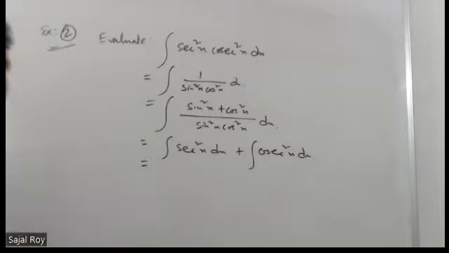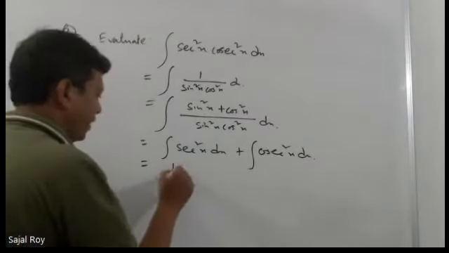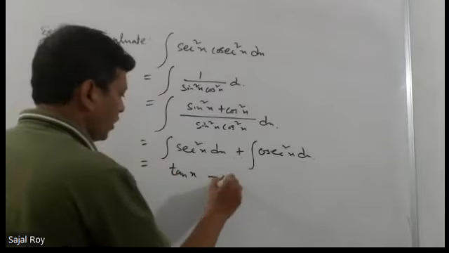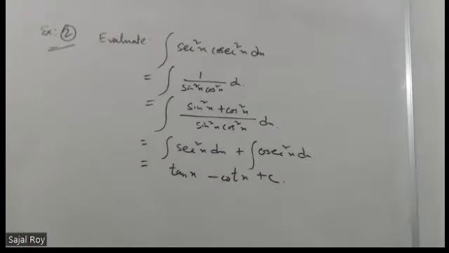And what is the sec square x dx integration? Tan x, because derivative of tan x is sec square. And what is the integration of cosec square x? Minus cot x. So that is the result. That will be the result.